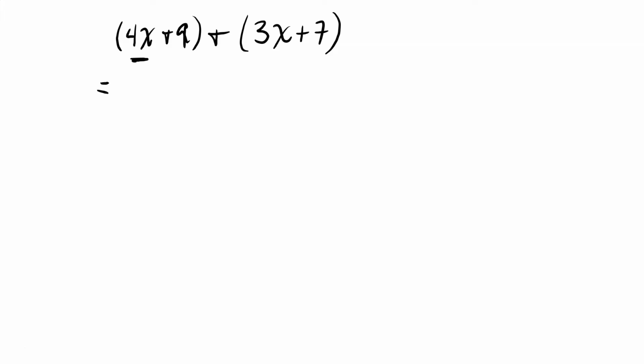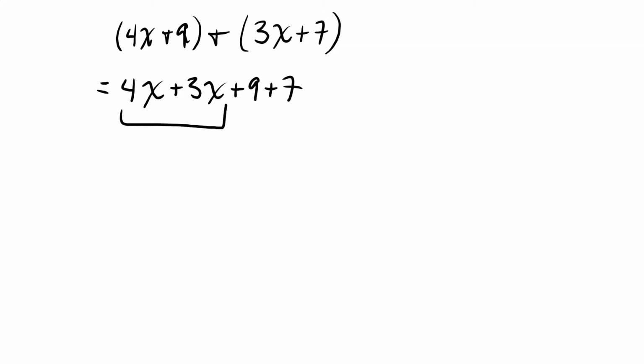When I say the like terms, I mean, first of all, I'm going to collect the x's together, and then I'm going to collect the constants together. So I've got 4x, now I've got a plus 3x, so that's my two x values. Now I've got a plus 9, and I've got a plus 7. Once I've done that, I'm going to add these two together, which gives me 7x. Then I'll add those together, and that gives me 16. So my final answer, when I've simplified things, is 7x plus 16.